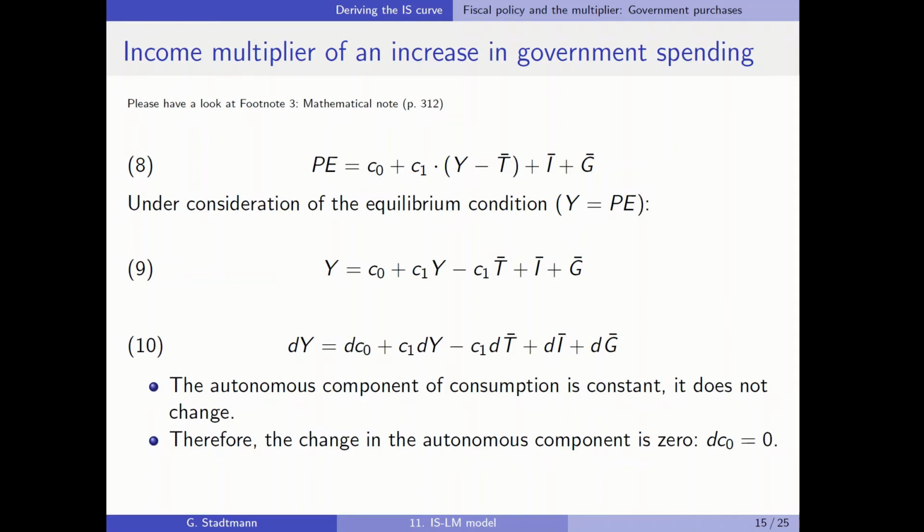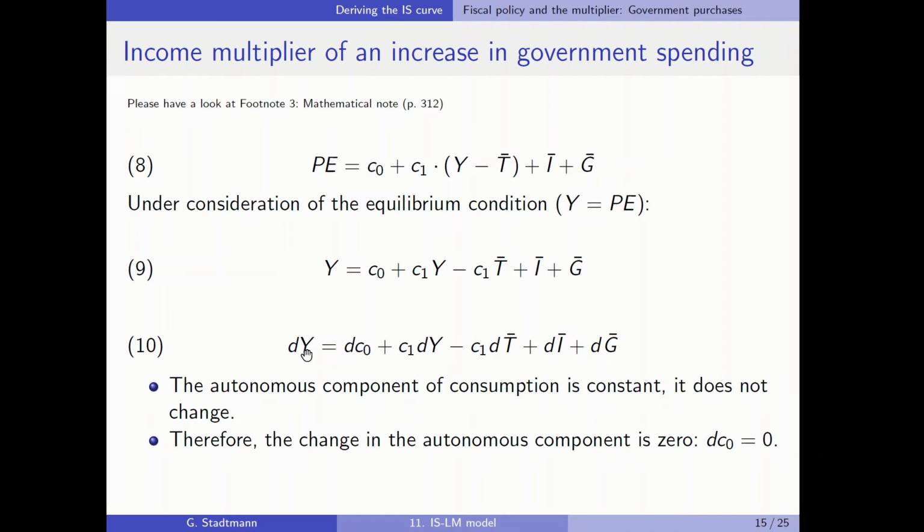Now we also consider the equilibrium condition. In equilibrium, output Y has to be equal to planned expenditure. Therefore, we can insert Y here on the left-hand side of this equation. In case that we want to compute the income multiplier, we have to differentiate equation 9, which is called the total differential, and we have to write a D in front of each variable. And here it's very important to remember that C1 is not a variable, but a parameter, and therefore we are assuming that this parameter is constant, and we don't have to differentiate with respect to the parameter C1. We only differentiate with respect to all variables.